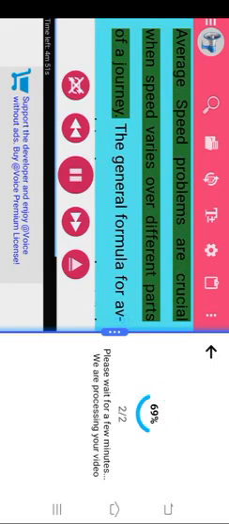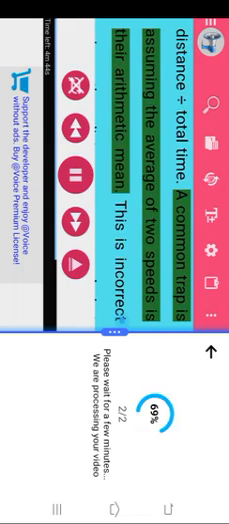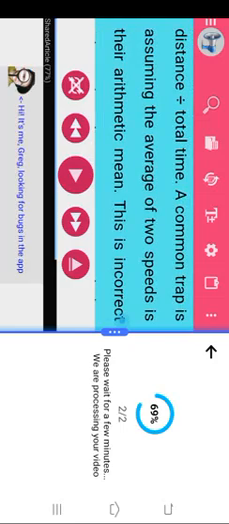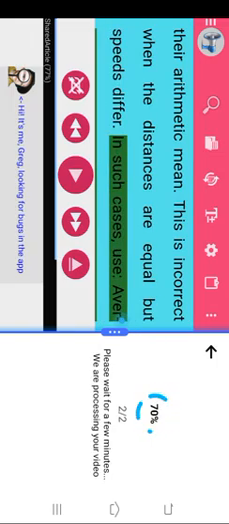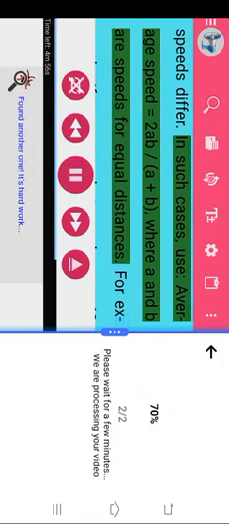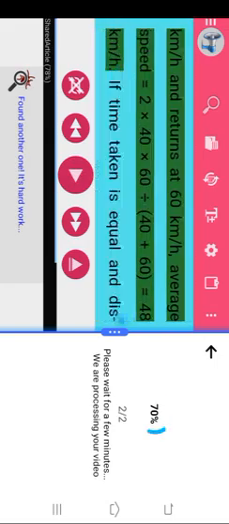Average speed problems are crucial when speed varies over different parts of a journey. The general formula for average speed is average speed equals total distance divided by total time. A common trap is assuming the average of two speeds is the arithmetic mean. This is incorrect when the distances are equal but speeds differ. In such cases, use average speed equals 2ab divided by (a plus b), where a and b are speeds for equal distances. For example, if a car travels to a place at 40 kilometers per hour and returns at 60 kilometers per hour, average speed equals 2 times 40 times 60 divided by (40 plus 60) equals 48 kilometers per hour.